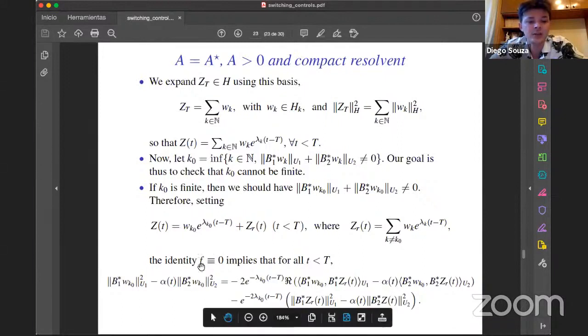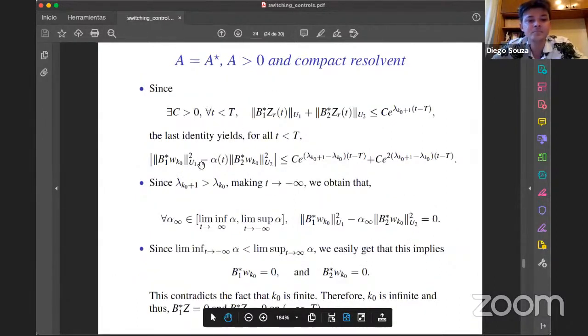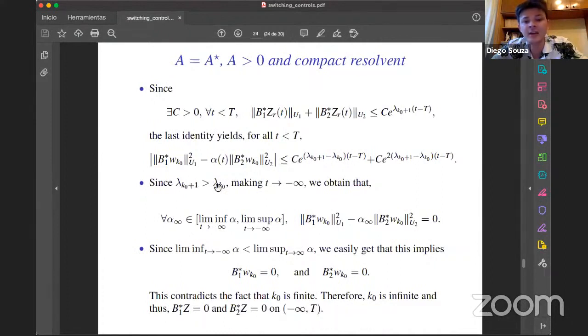So we assume that F is identically 0 in this set. Then we can rewrite this expression for F like that. And then we can take the limit here, and these two guys vanish, because the eigenvalues are increasing to infinity. And using the properties of alpha, since alpha is 1 plus 1 over 2 sine of WT, we have that this is equal to 0 for any alpha infinity between these two quantities.